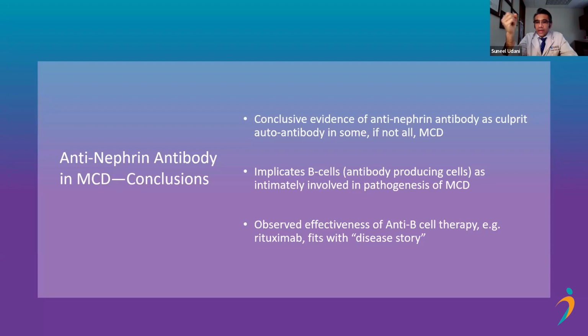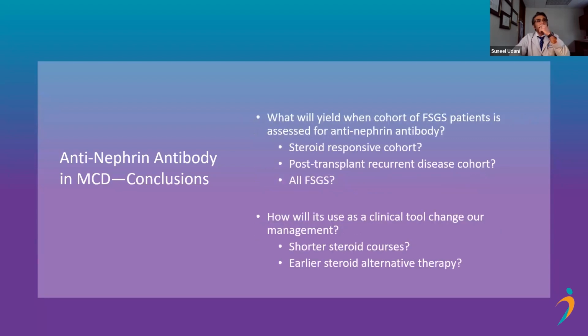It does implicate B cells, the antibody-producing cells, as involved in the pathogenesis of minimal change. And it makes sense now why things like rituximab actually work, because they're knocking out B cells, which prevents antibodies from being produced, which ultimately allows the condition to remit. And the real great thing would be, if we could have this as a widely available test, could we use it to follow treatment response, and would that lead to shorter steroid courses, which we'd all love, or earlier use of steroid alternatives, because we know the antibodies are there and we can treat that accordingly.